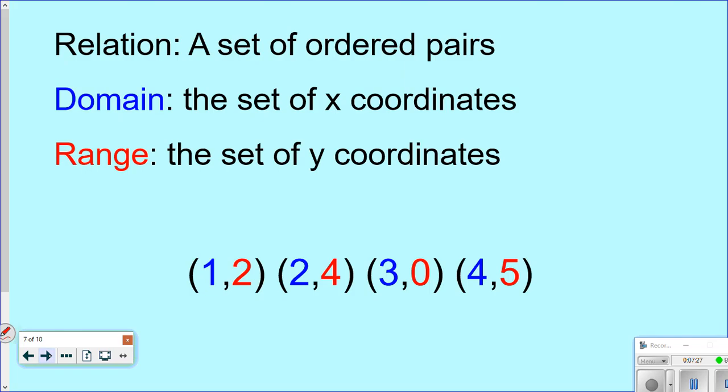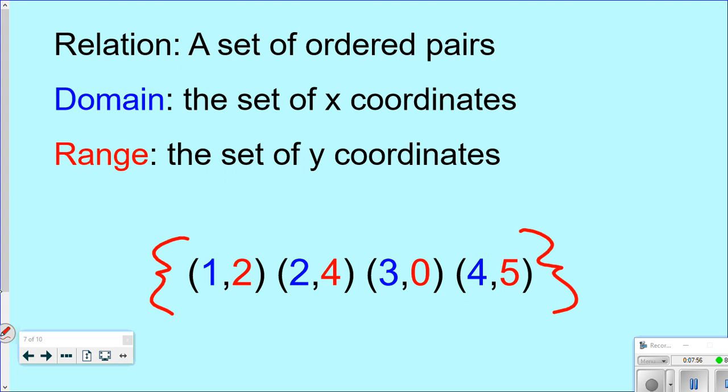Okay, another thing, this is new to you this year, it's the domain and range. A relation is a set of ordered pairs. So what they're going to do is give you a set of ordered pairs. For example, this. That's called a relation, all of it together, all the set of ordered pairs, those 4 ordered pairs. And the domain is the set of x coordinates, and the range is the set of y coordinates. I already have it color-coded for you. Everything in the blue would be the domain. Everything in the red would be range.